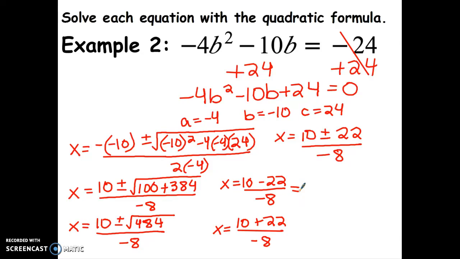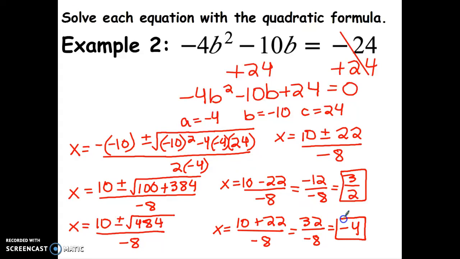Okay? So when we have our 10 minus 22, we're left with -12 over -8. And when we simplify that, we're left with 3 over 2. And when we do 10 plus 22, we're left with 32 over -8. And when we simplify that, we're left with -4. So our 2 values are 3 over 2 and -4.